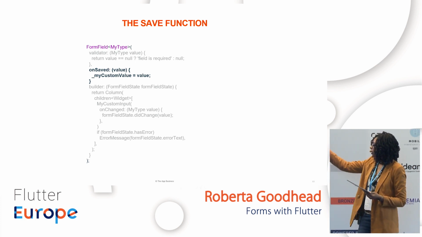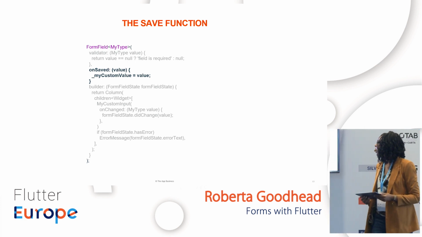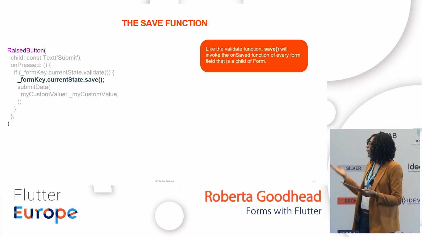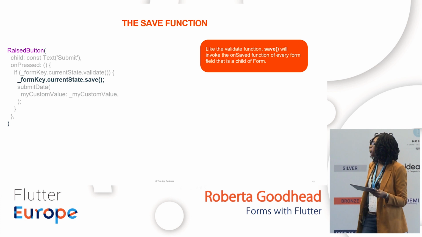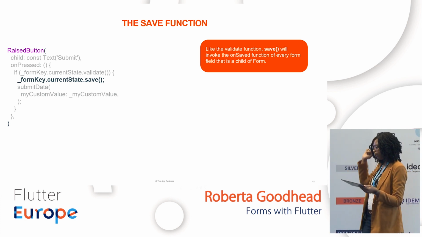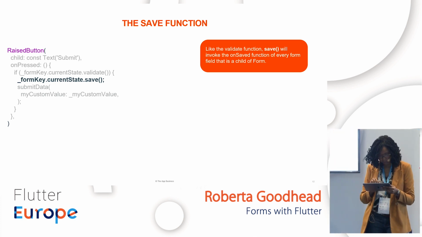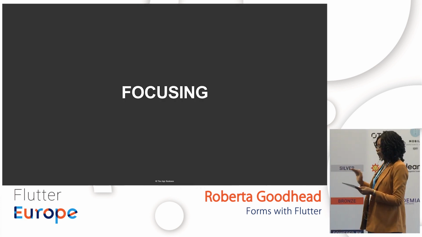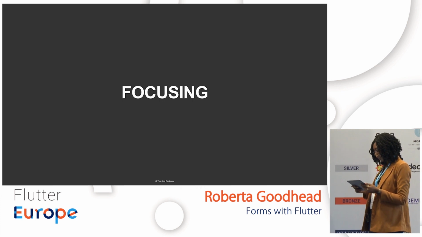You have an onSave function. In this case, we're just assigning the value to a state variable. And then, like validate, what save will do is go through every form field that is a child of that form and invoke the save function of every form field, which will invoke the onSaved function of every form field. Okay, cool. So next up, I'm going to talk a little bit about focusing.